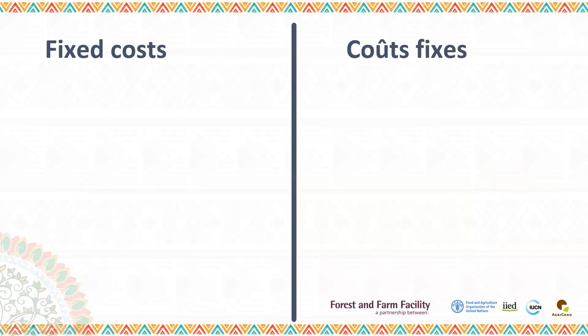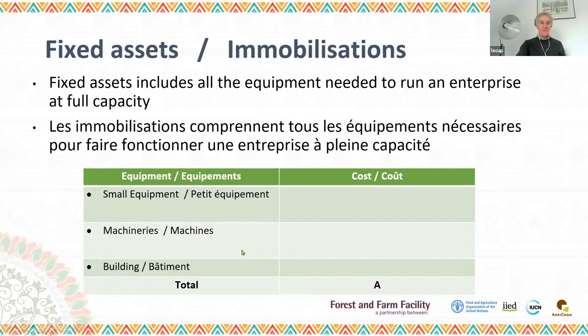Can I just add one thing? Yes, please. Practically, if you want to help people find the small equipment they need, the machinery, the building, and all this, you should help them start from the very beginning, from the raw material, and describe exactly what they are going to do with this raw material, time-wise, to end up with the finished product. And they note all the equipment they need, everything.